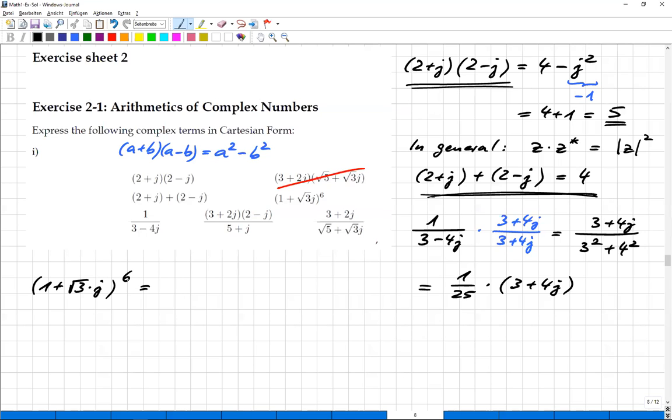As you remember, the potentiation takes place only with the modulus, while the argument of this number is actually multiplied by this exponent number. So the argument, as an angle, the direction angle, is just taken times 6, which is a very interesting effect when using complex numbers.